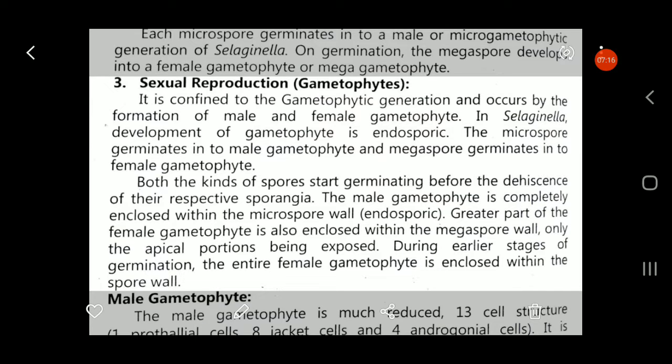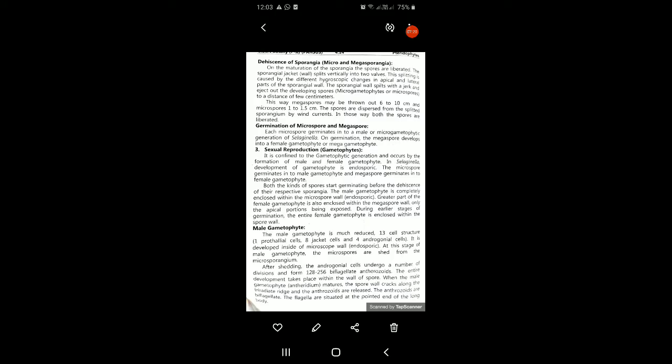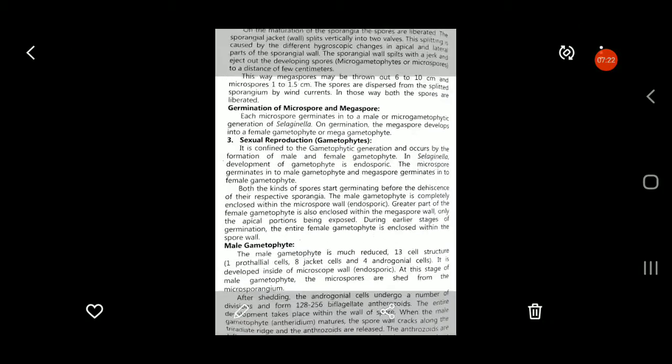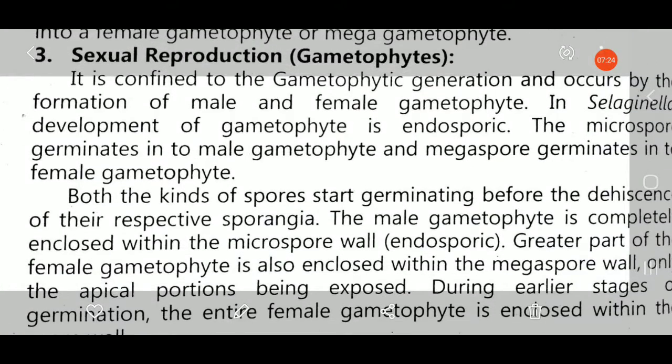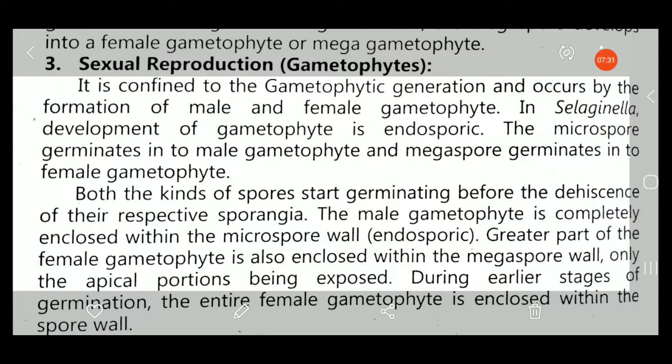There is a neck and a venter. Inside the venter there is an egg. When the fusion of the male gamete and female gamete takes place, a zygote is formed, and this zygote redivides and forms the sporophytic structures. Now we can see in Selaginella how sexual reproduction actually takes place.